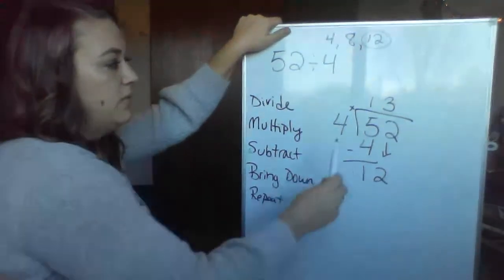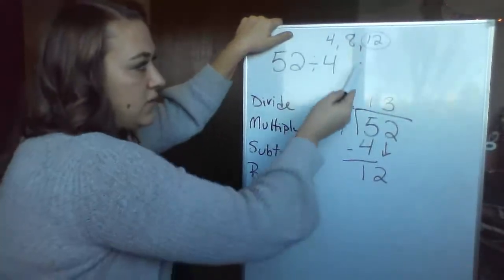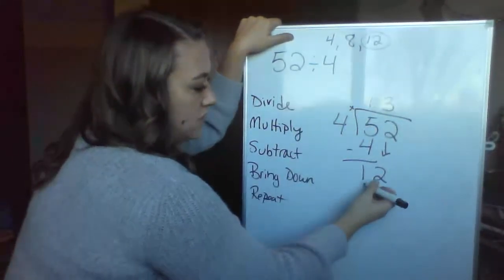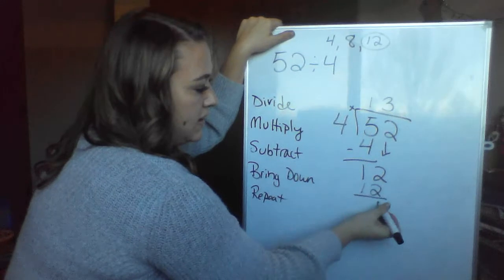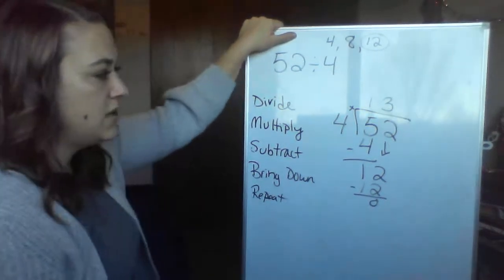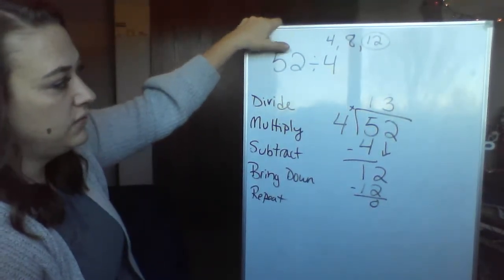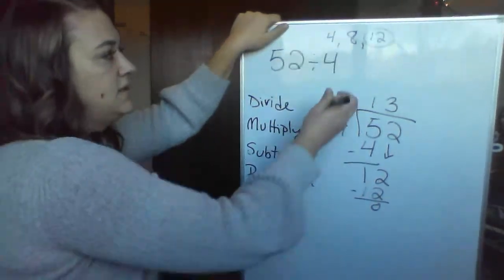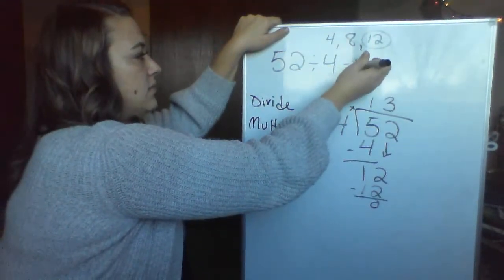Okay? 4 times 3 we know is 12. So I'm going to subtract that, making sure I don't have anything left over. I don't have a remainder. So 52 divided by 4 is equal to 13.